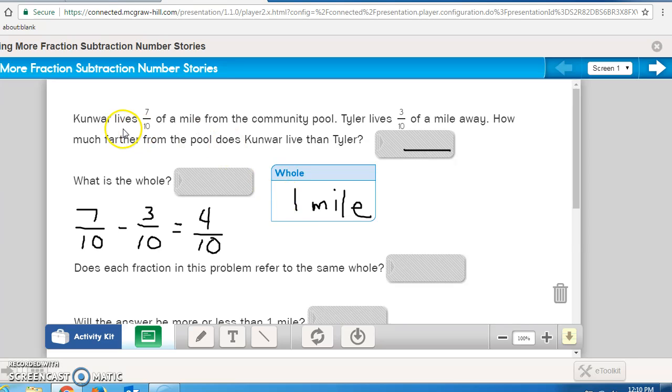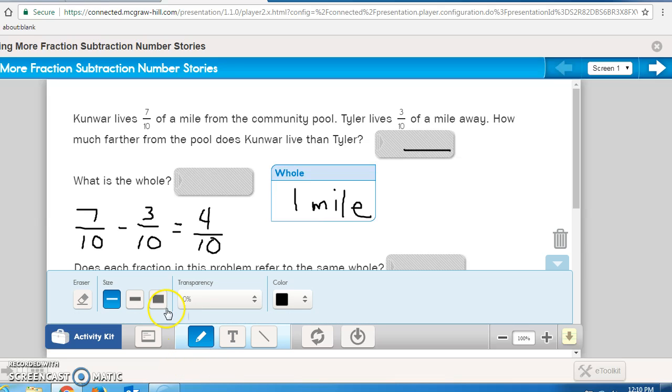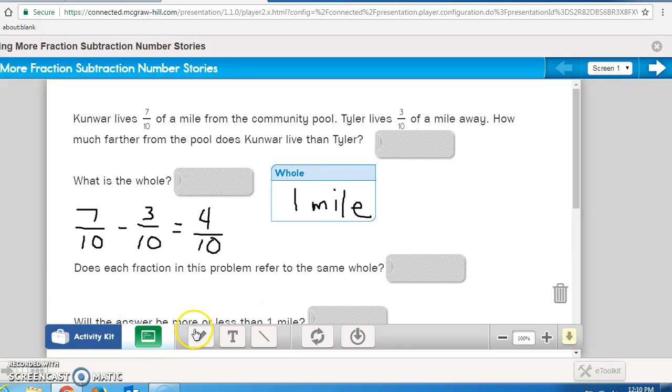So this reads, Kunwar lives 7/10 of a mile from the community pool. Tyler lives 3/10 of a mile away. How much farther from the pool does Kunwar live than Tyler? So what was our whole? Our whole was that mile. So I wrote that in the box that says whole.